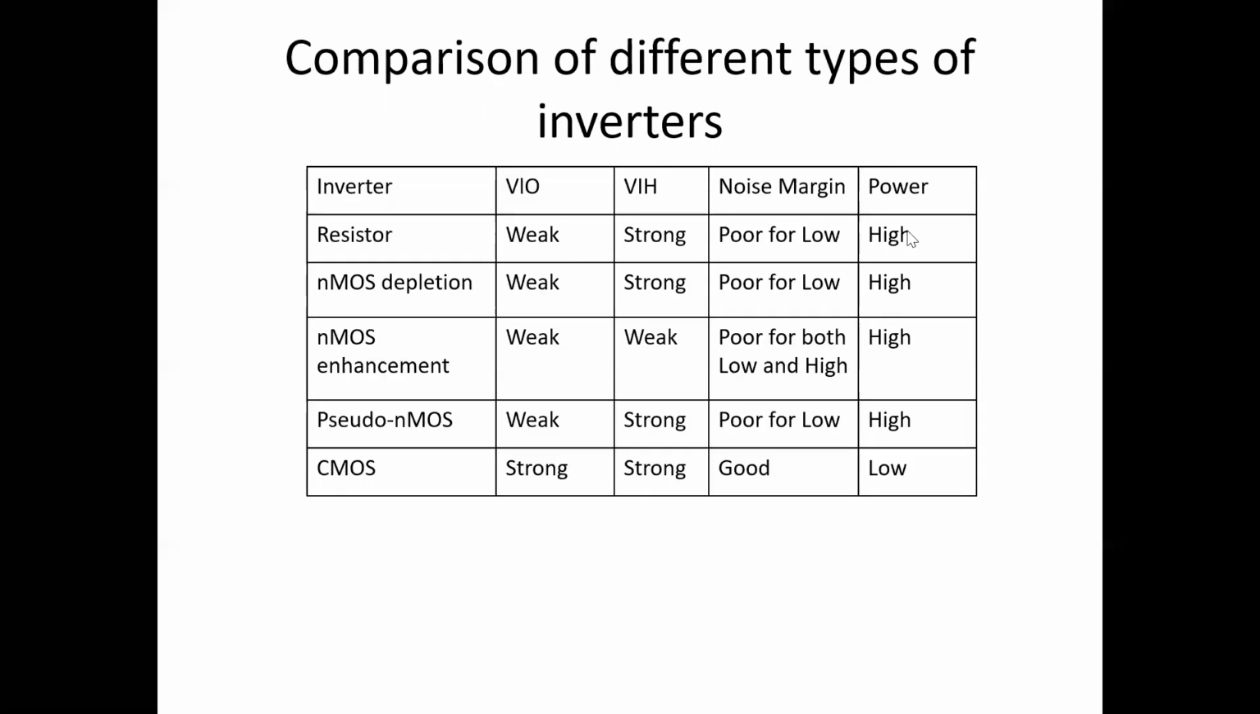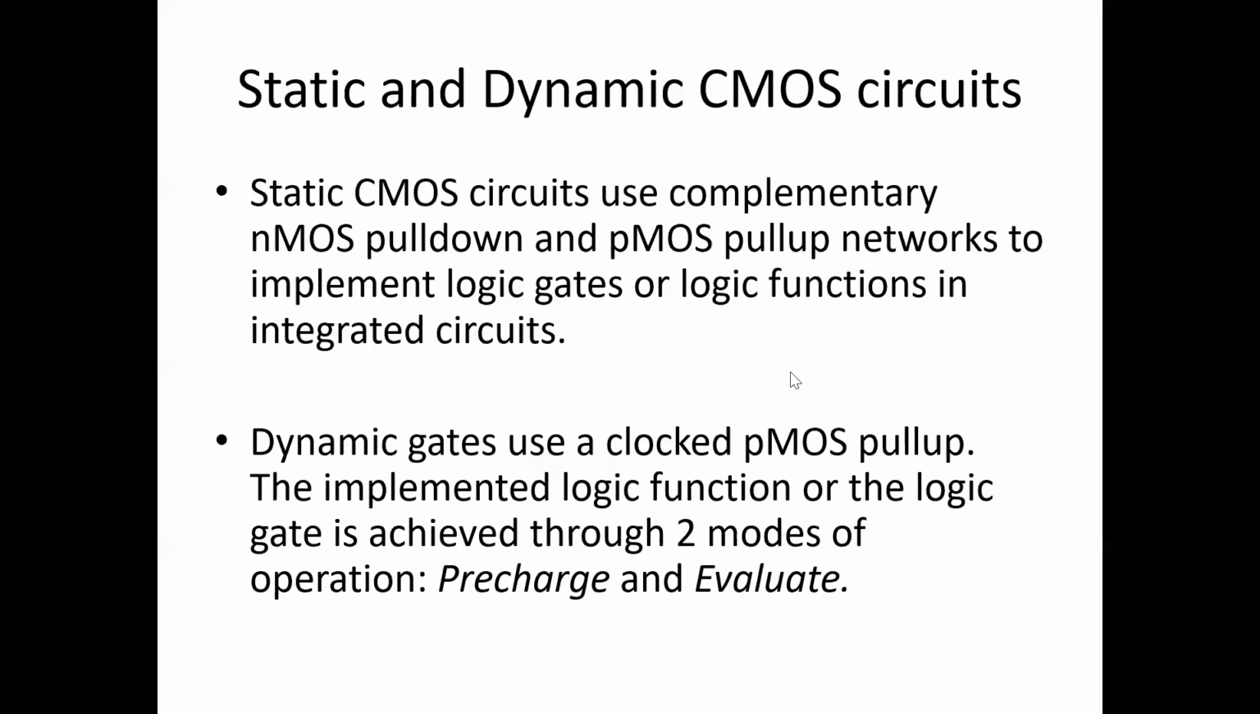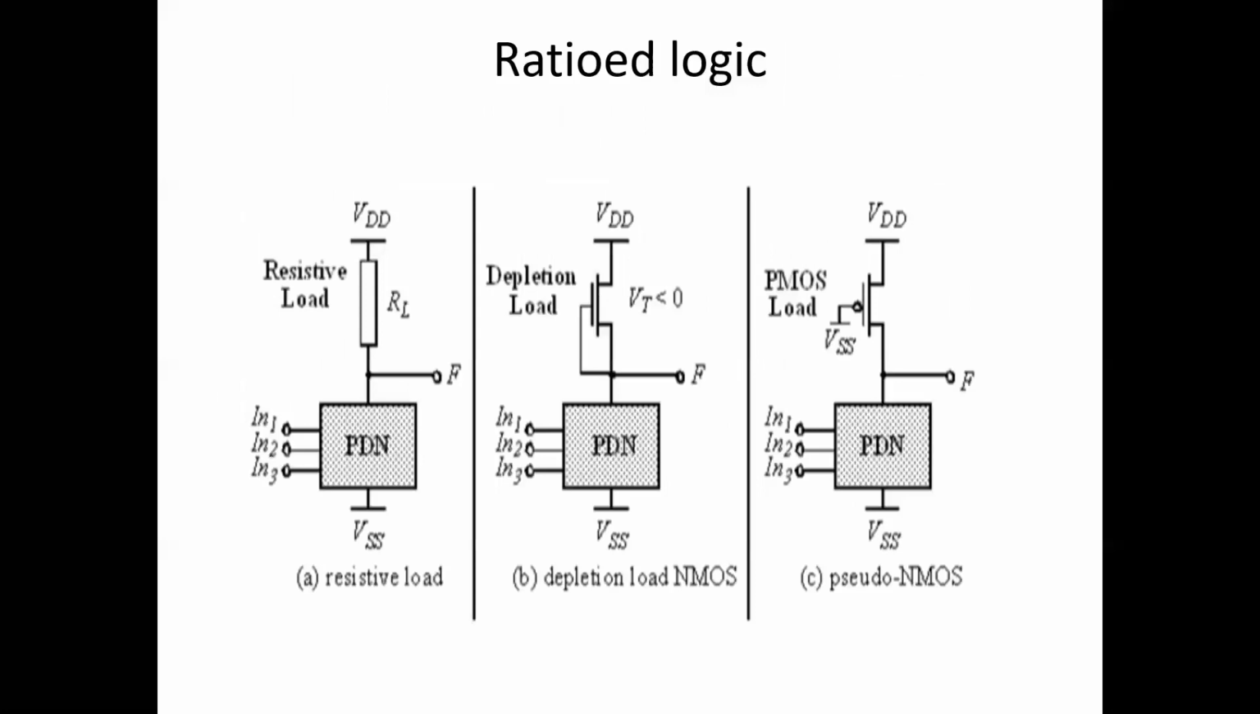So comparing all this, we finally come to the conclusion that CMOS inverters have a better noise margin, get a full output swing, and the power dissipation is less. Next, coming to ratioed logic, that is all we have discussed till now. Apart from the CMOS device, all the others are, for example, the pseudo NMOS.